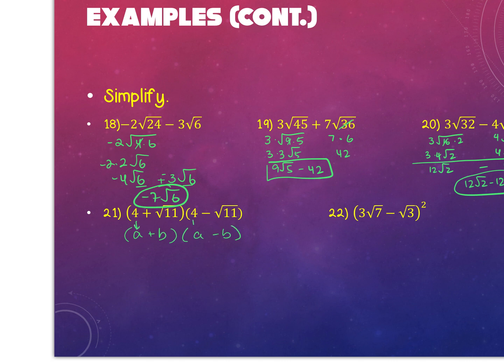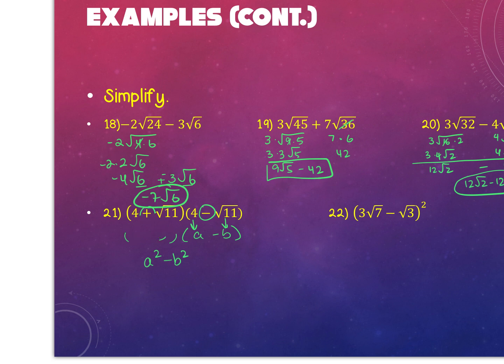Notice that the first terms are the same. Your a is 4. Your second terms are the same, square root 11, square root 11. Those are b. And what you have is just a sign difference. So sum and difference of squares. So when you go to FOIL this, your final answer would be a squared minus b squared, because the O and the I in FOIL kind of cancel out.